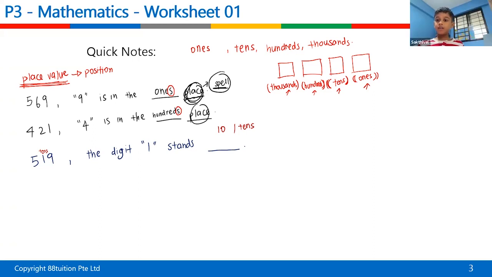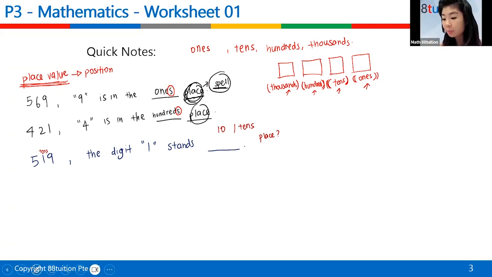Letter. Number. Okay. Do I see the word place here? Sakti, do I see the word place in this question? No. So should I spell it out? No. No need, right? So everybody, please remember, as long as I don't see the word place, the answer is just a simple 10.